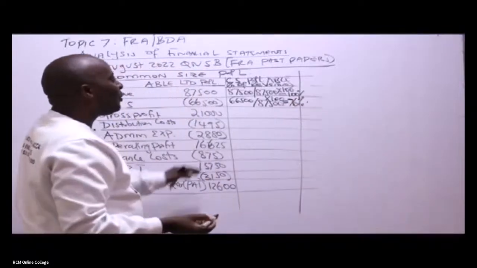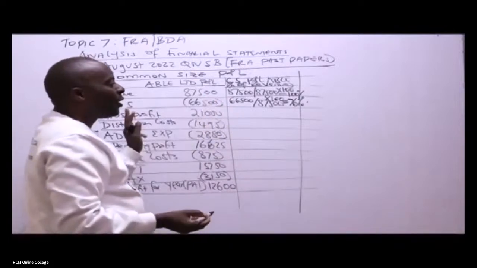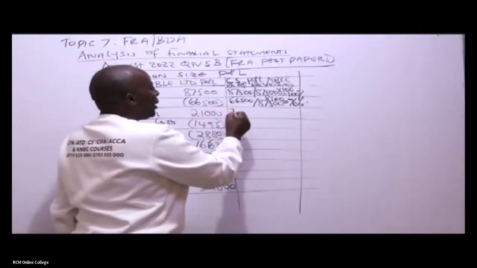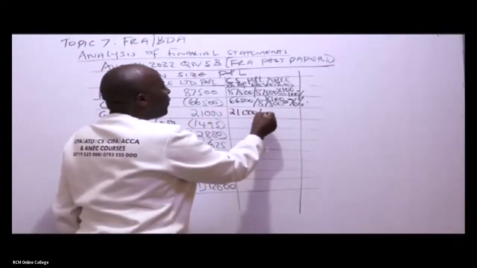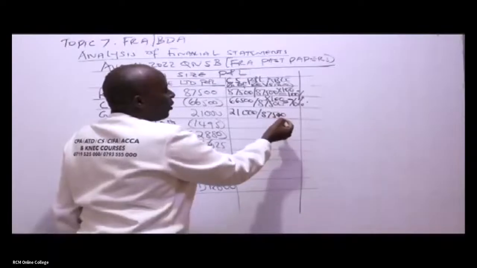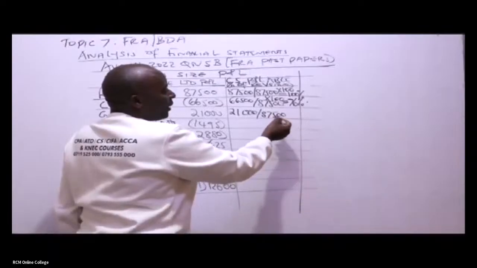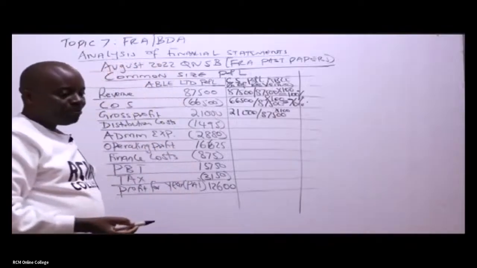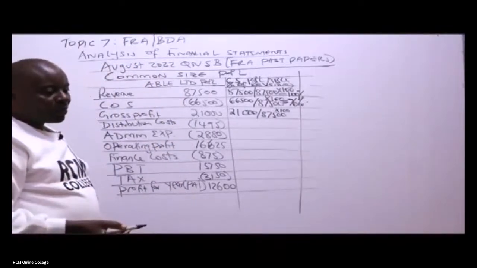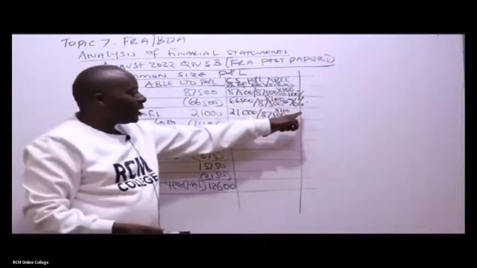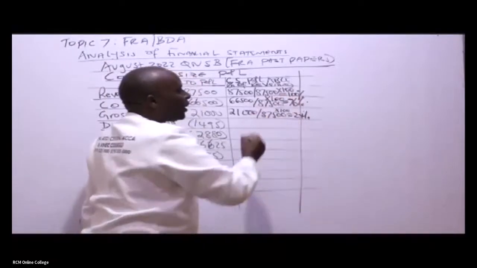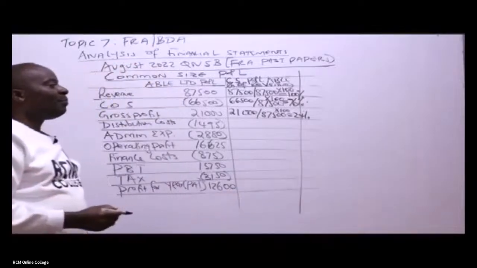So remember, don't even capture it as a negative. You come to each item. Each item will be 21,000 divided by 87,500, times 100. Tell me in this case, what do we have there? You can as well take this minus this. So this gives us 24%.